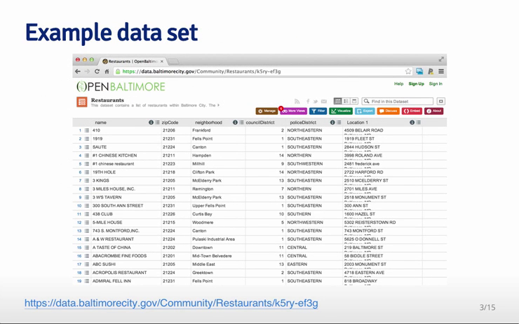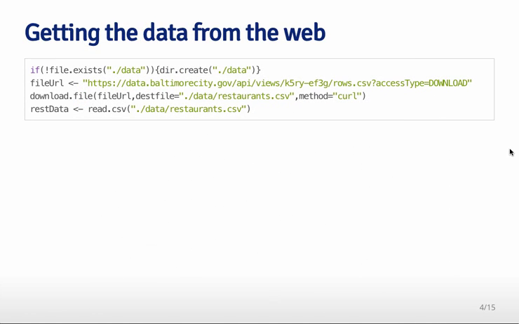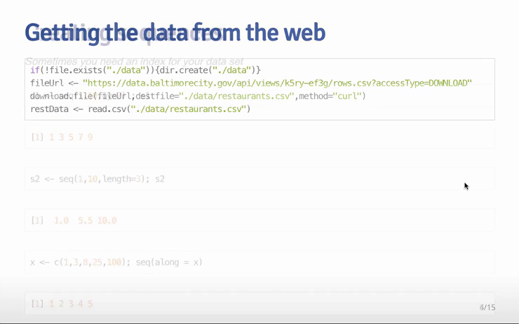So we're going to be using this Baltimore restaurant data set as an example. Again, you could go to the URL and then click over here on this export button to get the URL for a particular version of the data set. In this case, I'm using the CSV version. Again, I see if the data directory exists. Then I download the file from the internet and I load it into R using read.csv. Now I've got a data set rest data, which is the restaurant data that was created from this data set.